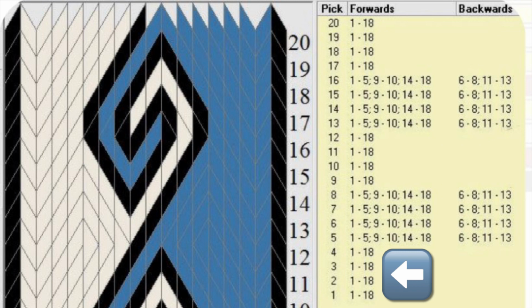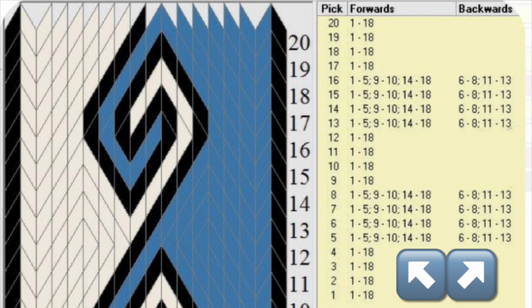If you look in the first column, those are your forward turns. On picks 1 through 4, all 18 cards turn forward together. When we get to pick 5, it looks a little bit confusing, but it's really not. If you look at the backwards column over there on the right, cards 6, 7, and 8 will turn backwards, and 11, 12, and 13 will also turn backwards. The rest of the cards continue forwards.